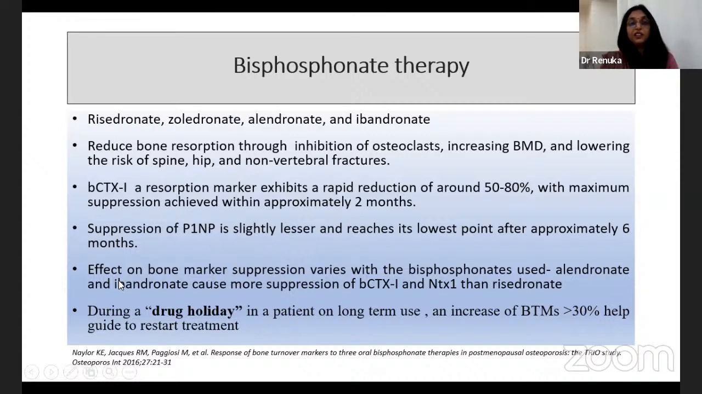So when you are giving bisphosphonate therapy, the resorption markers are the ones which show a significant change that needs to be observed. There have also been studies where it was noted that, depending on the bisphosphonate used, there could be a variation in bone suppression. Alendronate and ibandronate cause more suppression of beta CTX than risedronate. Not just that, when you are giving bisphosphonate therapy, you do not give it for just a few months. Sometimes you need to give the treatment for a very long time, 4 years, 3 years, and so on. So there could still be a rare chance of a patient developing atypical fractures of the femur, and that is the reason the concept of a drug holiday is there. During the drug holiday, you sometimes wonder when to start the treatment again. If you see an increase of the BTM levels by about 30% while monitoring, it helps to guide the restart of bisphosphonate therapy if required, so that you avoid fractures in these patients.